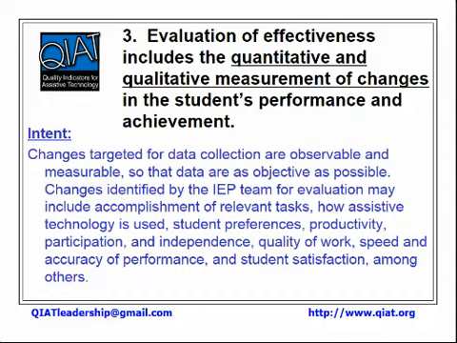Qualitative data can be quite challenging if there's nothing to support it. How often have we sat with a student and one person says, I think he's doing better, and another disagrees? So that's the challenge in talking from anecdotal, is getting the agreement. If you look at the intent statement, the changes targeted are observable and measurable so that the data can be as objective as possible. The indicator says quality and quantity are important, but we need to have both. So we might look at accomplishment of relevant tasks, how assistive technology is used, the student's preferences, productivity, participation, independence, quality of work, speed and accuracy of performance, and the student satisfaction.